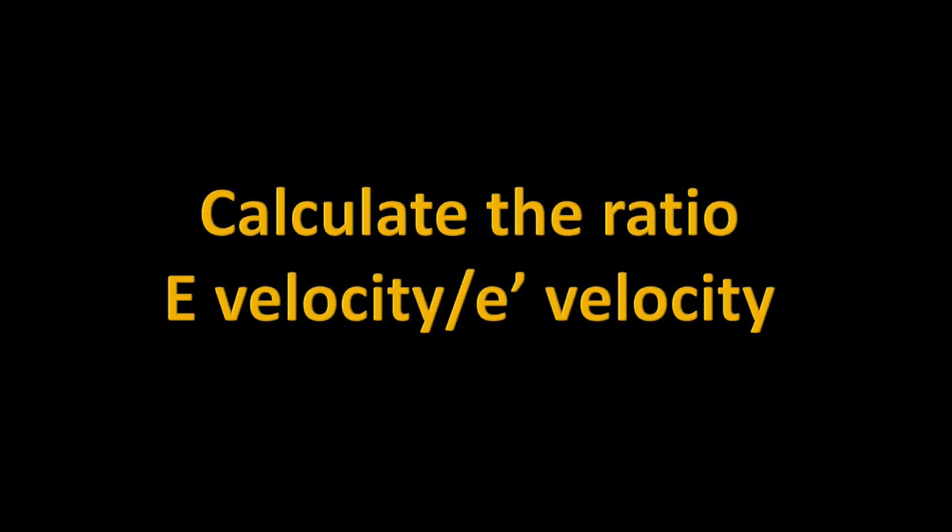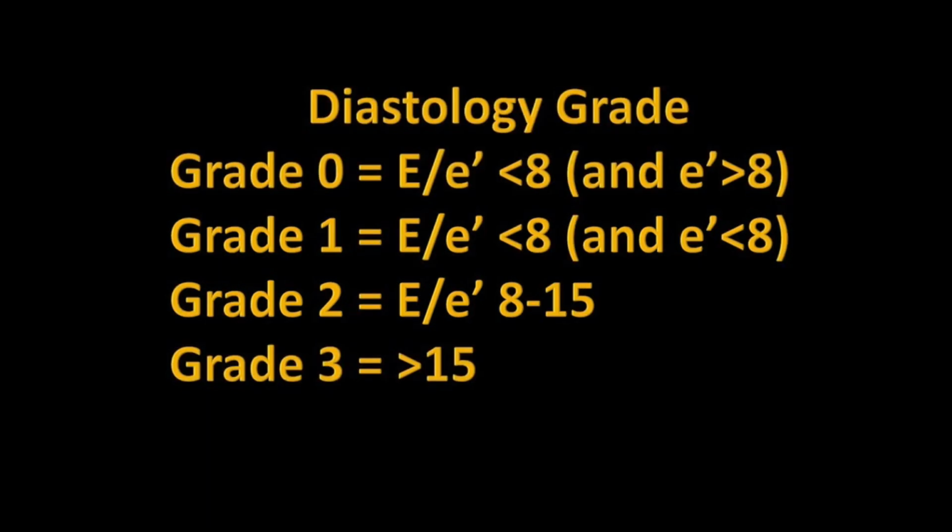Now you will grade the diastology. Calculate the ratio between the E velocity and the E prime velocity, which is E velocity divided by E prime velocity. Once you make this calculation, use the value to grade the diastolic function using the following graphic. Congratulations! You have finished the study.